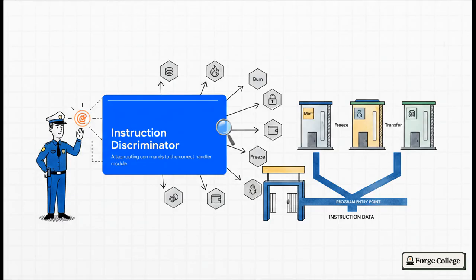By using a tag dispatch or modular dispatch system, the program reads this tag and bam, instantly routes the command to the correct handler module. It's like sending a mint request directly to the minting department. Doing it this way keeps our program entry point perfectly compact, and it leaves us plenty of room to register new operations down the road without completely breaking our carefully crafted architecture.